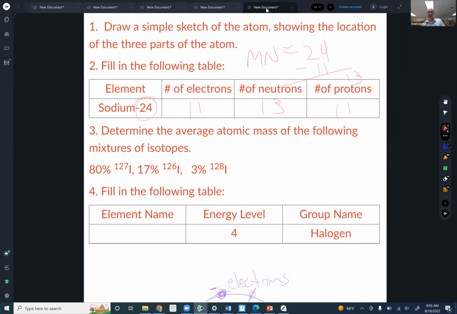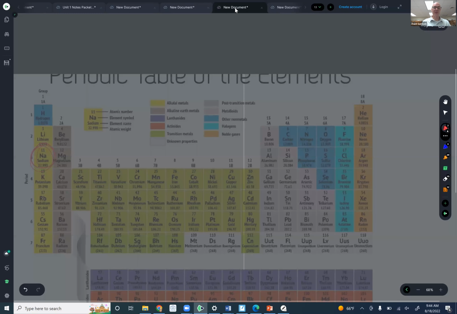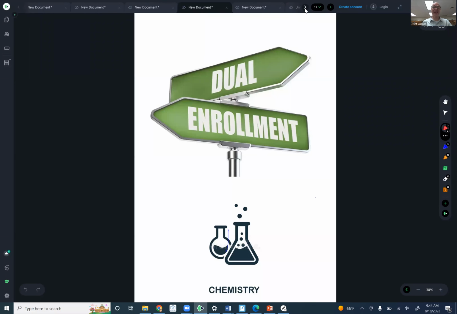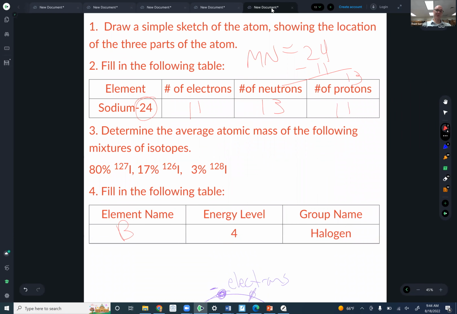All right, so my element name, going back to my periodic table, I'm going to skip number 3. I'll come back to it here in just a second, is going to be something that has on the 4th energy level. So that's the 4th period, and it's the halogen. So we're talking bromine over here. I believe, if I'm not mistaken, I may actually have the wrong answer on that one on the answer key. Now, just realizing it, I think I put that it was chlorine, but I think it's supposed to be bromine there.